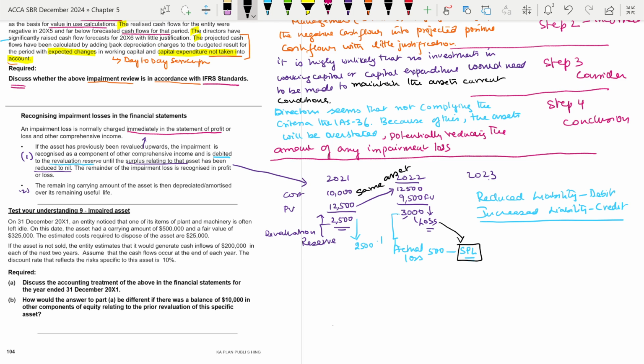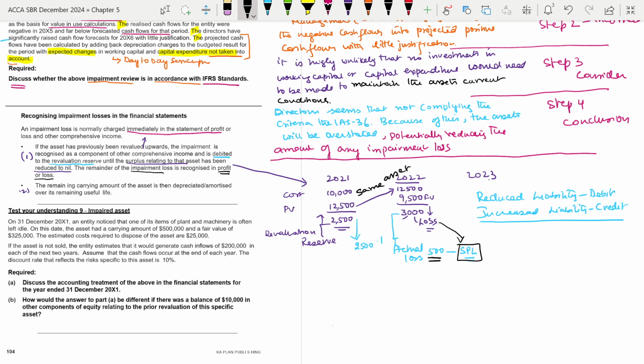I am giving you both the options. If a revaluation reserve is there, first you take the revaluation reserve, and the second part we show in the profit and loss. If there is no revaluation reserve, straight away you show it in the profit and loss account. I will tell you subsequently what will happen if we are going to sell, not right now. The remainder of the impairment loss is recognized in the profit and loss account. What is the remainder of the impairment loss? 500.